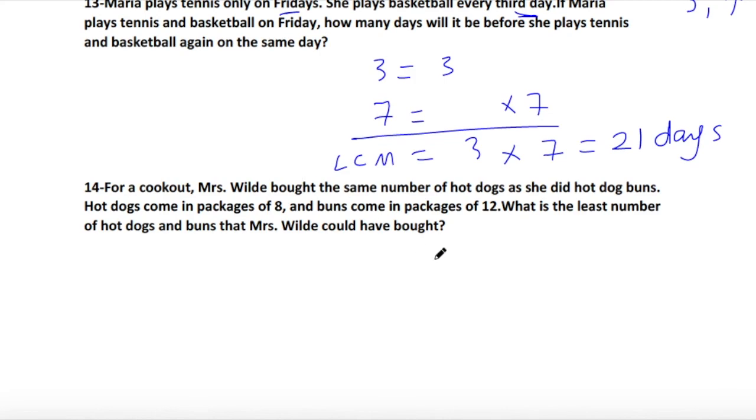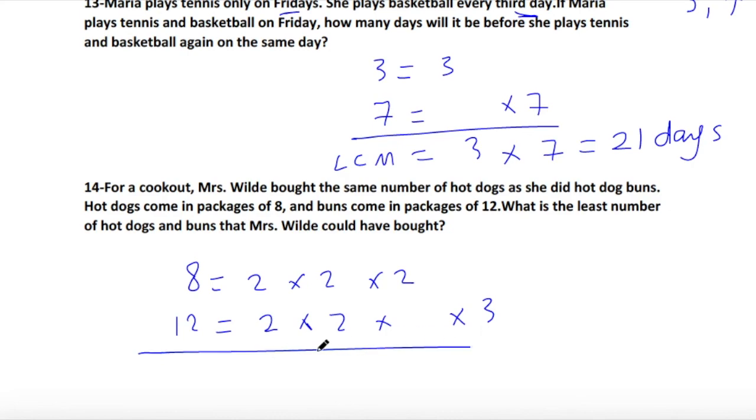Here it's about LCM, so we can write 8 as 2 times 2 times 2 by prime factorization, and 12 as 2 times 2 times 3. So the LCM will be 2 times 2 times 2 times 3, which is 24.